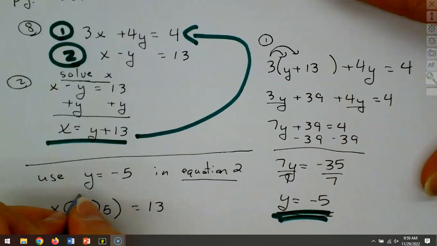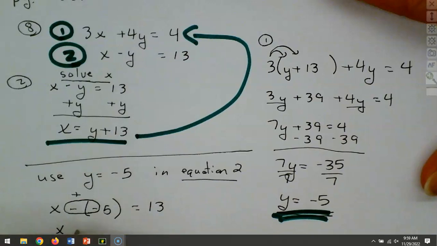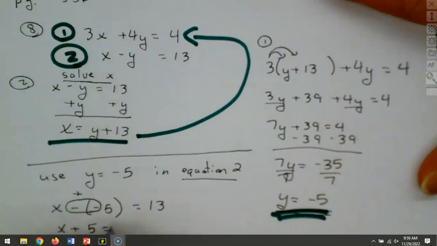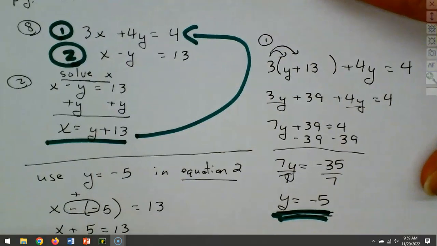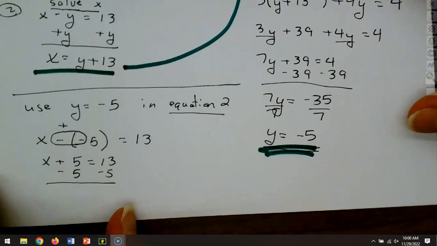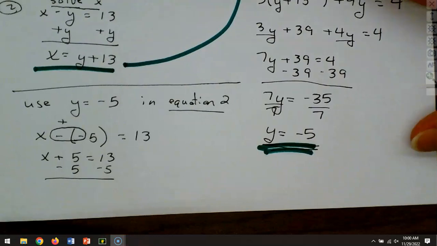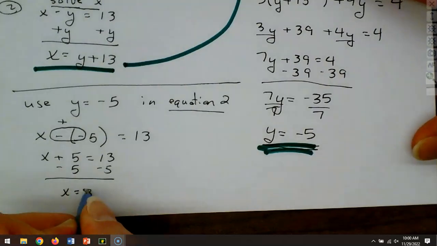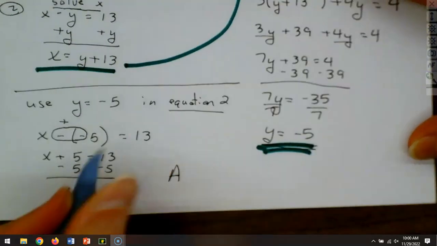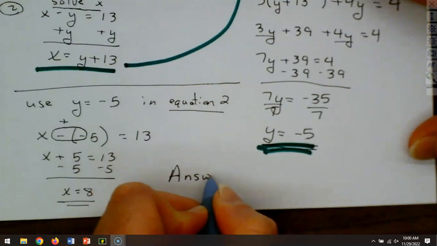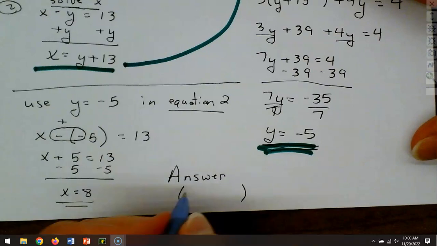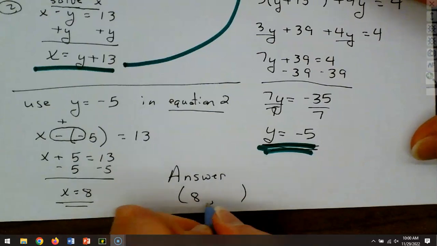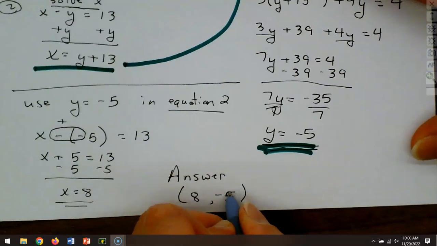Double negative here makes it positive, so x plus 5 equals 13. We'll move our 5 over. And now what do we have? Now we have x equals what? 8. And so what is the actual answer? As an ordered pair, the answer as an ordered pair would be 8 comma what? Negative 5. That's it.